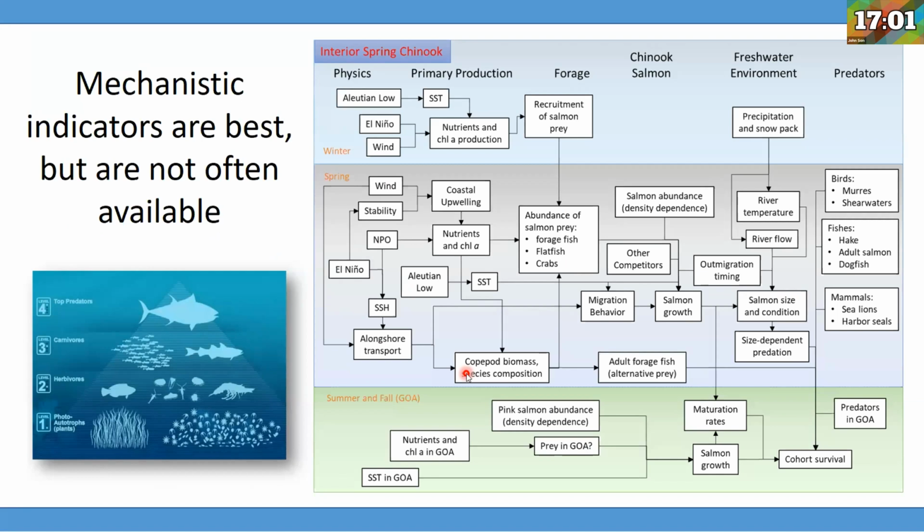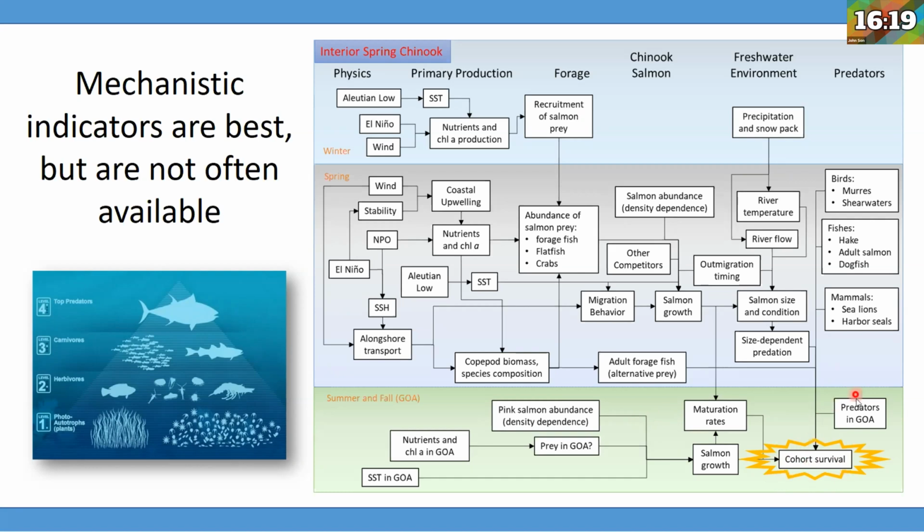Another general practice is to try and be as mechanistic as possible. Some variables are more mechanistically related to salmon survival than others. Unfortunately, they're not often available. I'm not going to go through this complicated looking flow chart very much, but it's something I put together a few years ago, mainly just to help myself think through these complex relationships. But I'm going to make a couple of points here. The primary goal here is we want to understand or model or forecast cohort survival. So that's down here in the bottom right.